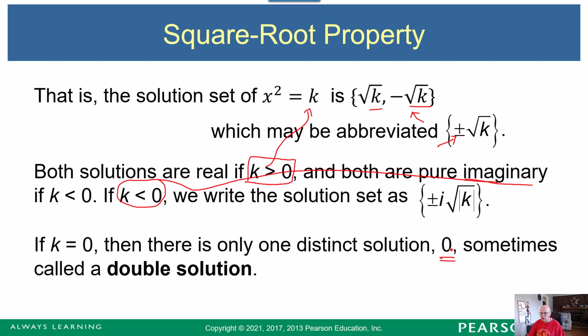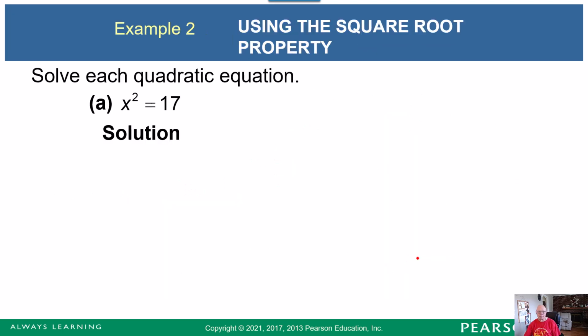And because you do get two solutions up here, in reality, you get two, and they're the same thing. It's a double solution. There are two zeros, two of those, but you only write it down once because 0 is 0. There aren't two zeros. So here's an example. We've got 17 instead of k. K is sort of a generic variable for a number.